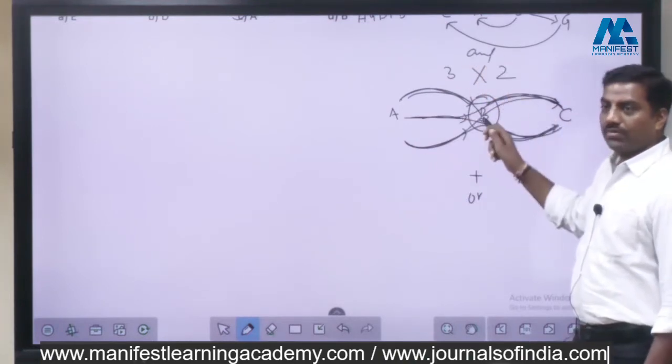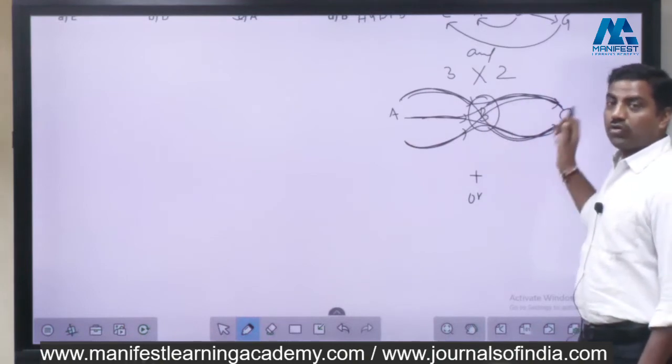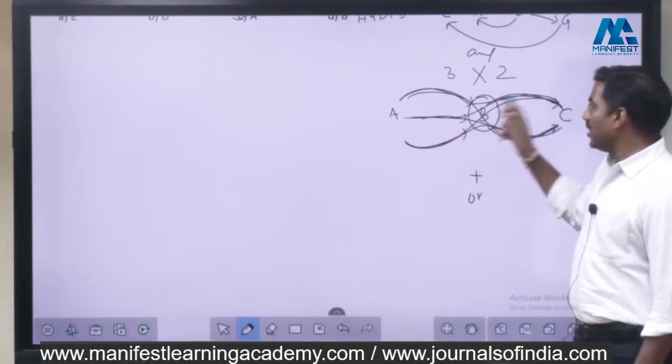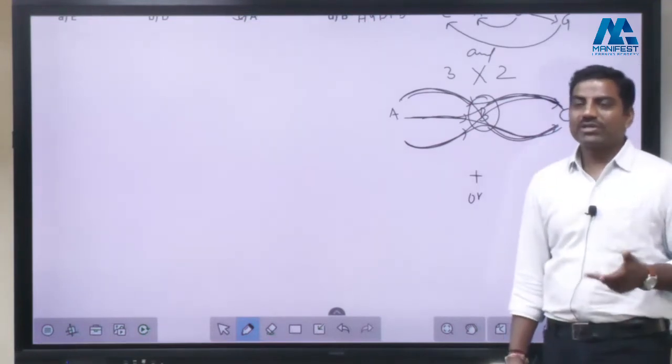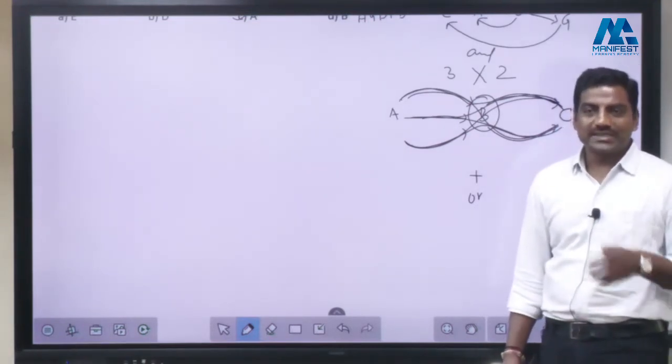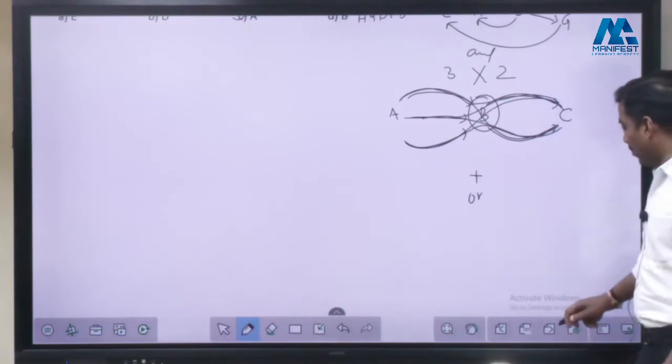We have to go to B, then we have to go to C. 3 ways here, 2 ways here, 3 into 2, 6. So these are basics. Direct questions won't come. This is for our understanding. Then we'll look into some problems.